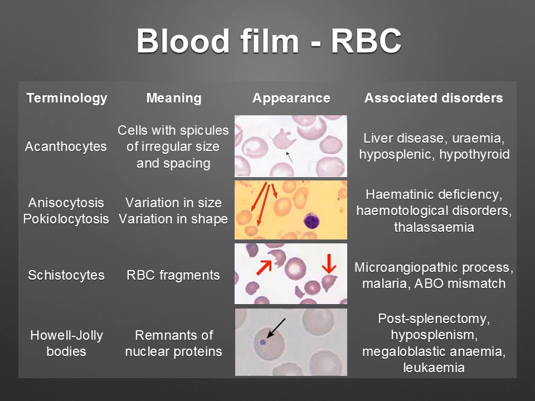Schistocytes are a really common one to be talking about, obviously in the hemolysis setting. This is a red blood cell fragment, and that's going to come from hemolysis from microangiopathic processes, or malaria, or ABO mismatch.